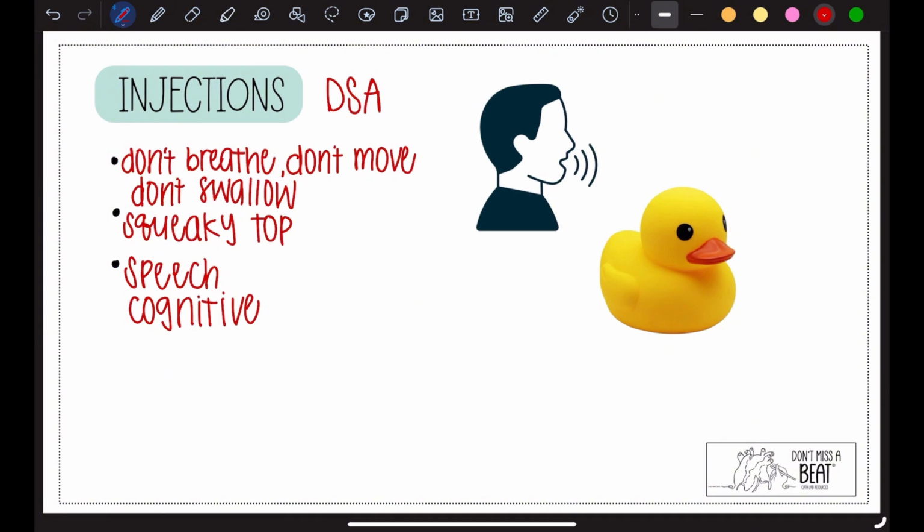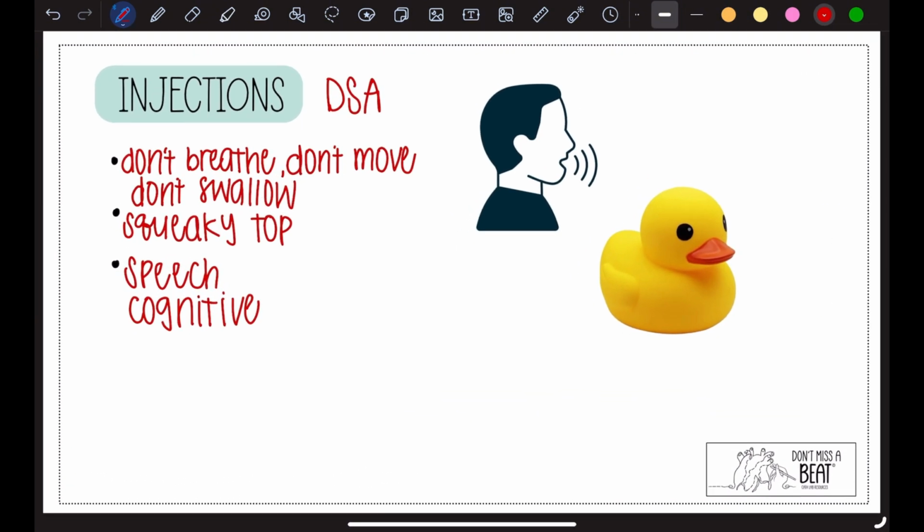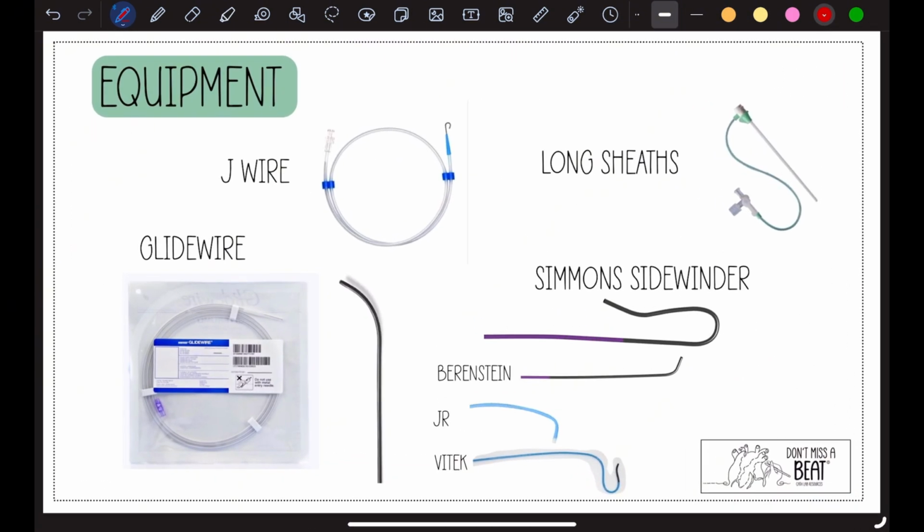You want to make sure if you're using the manifold or any syringe, it is free of any emboli or free of any thrombus when blood mixes with contrast in the syringe and sits for too long. So you want to make sure you're using clean flushes and all of that fun stuff. Now, what type of equipment are we going to be using?